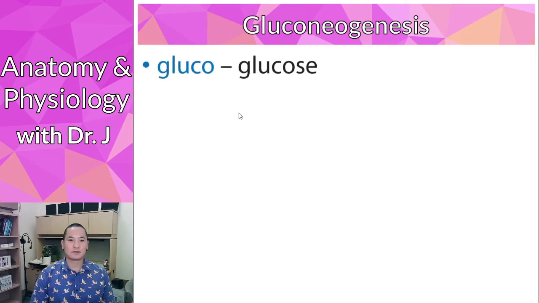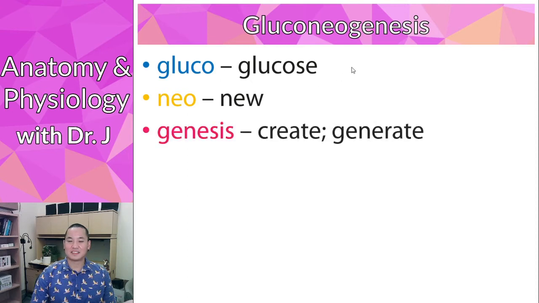So gluco refers to glucose. That's pretty simple. Neo, so when you say something's neo, it's like novel, it's new, like a neonate is a newly born thing. So the neo is new, and then genesis. So whenever you think genesis, think about generating something.